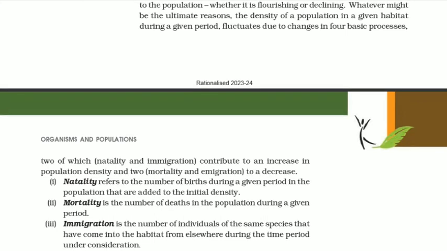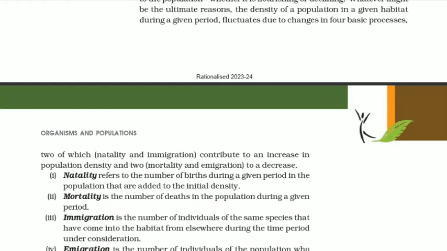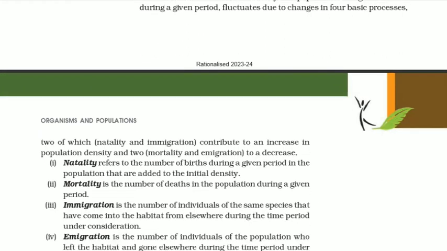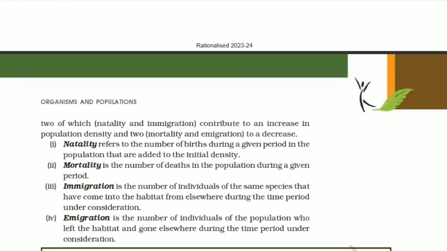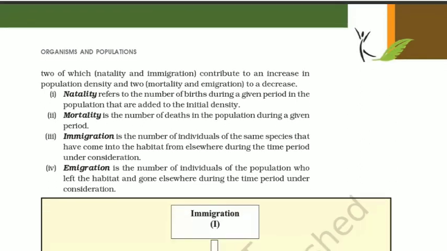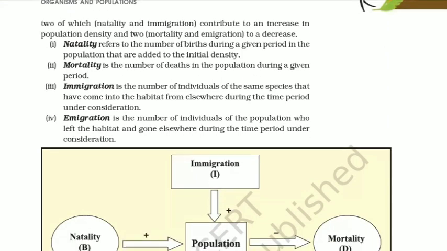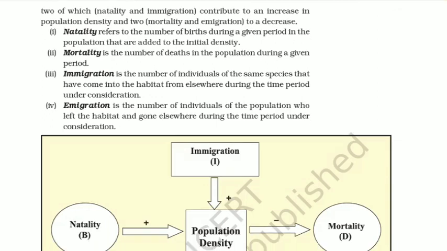Whatever might be the ultimate reason, the density of a population in a given habitat during a given period fluctuates due to changes in four basic processes, two of which, that is natality and immigration, contribute to an increase in population density, and two, that is mortality and emigration, to a decrease.